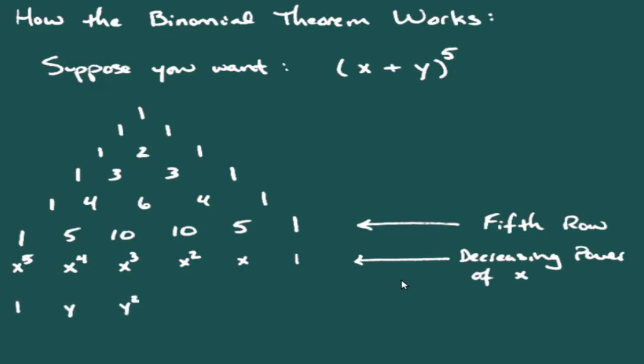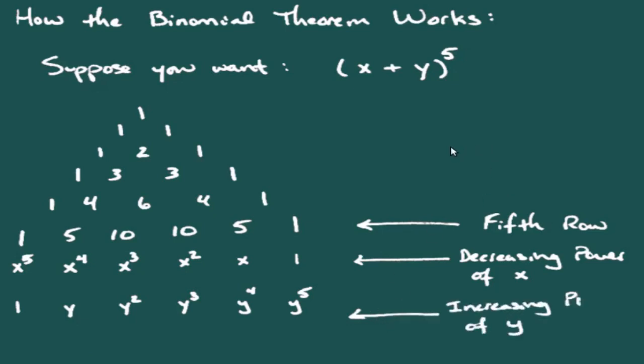Then we do the same thing for the second term in our binomial inside of those parentheses, but instead of decreasing the powers, we're going to increase the powers. So now we start at 1 on the left, so we've got 1, y, y squared, y cubed, y to the 4th, and y to the 5th. So those are all increasing powers of y.